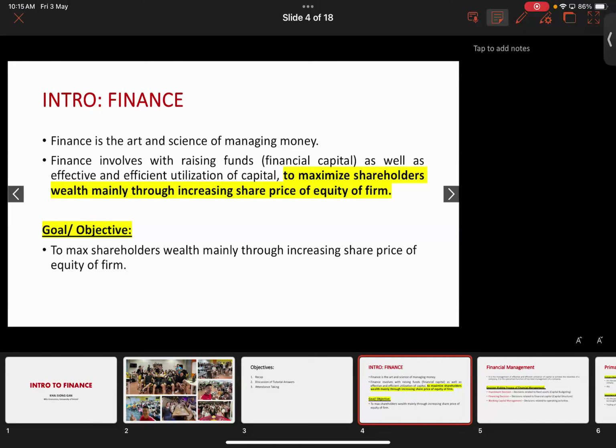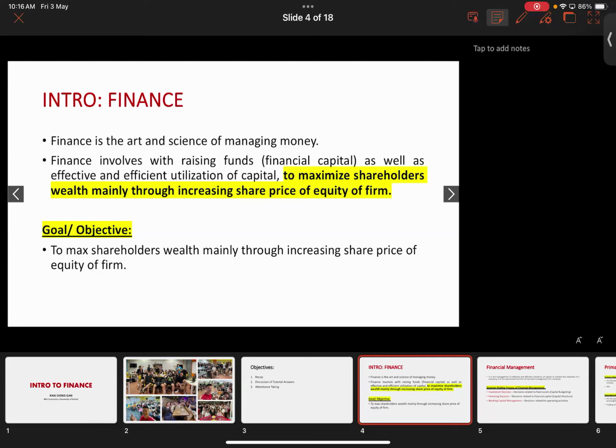The goal of finance is to maximize the shareholders' wealth, mainly through the increase of the share price of the equity of the firm. The one that I highlighted in yellow is the goal of finance. That means when I say finance, we are referring to how managers utilize the funds to create wealth, to increase the wealth of the shareholders.